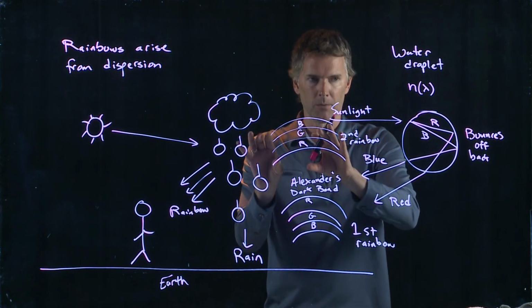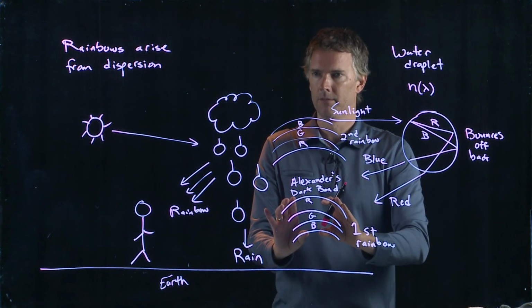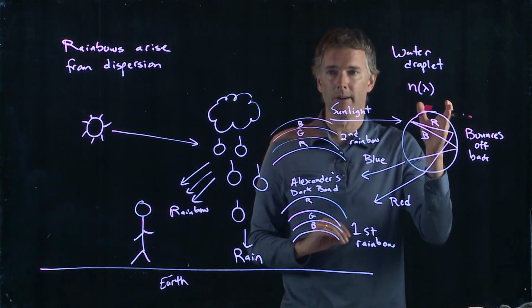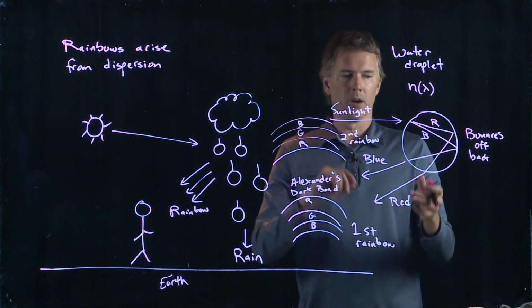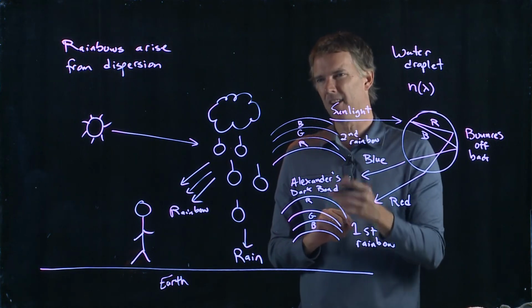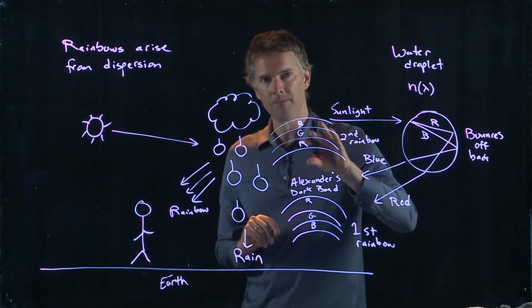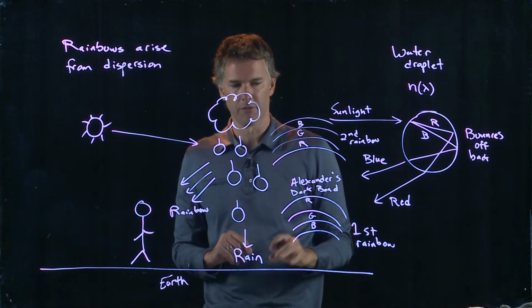It also means the second rainbow is a lot dimmer than the first rainbow. First rainbow is pretty bright because you have one bounce. A lot of that light comes off. Second rainbow, there's two bounces in the water droplet, and so a lot of the light is lost. So it's usually really hard to see a second rainbow just for that reason. It's much dimmer than the first rainbow.